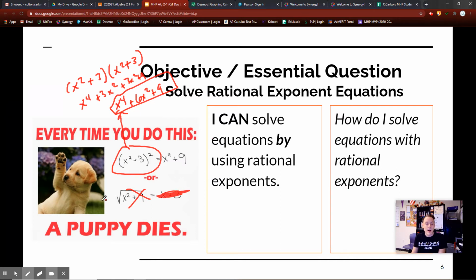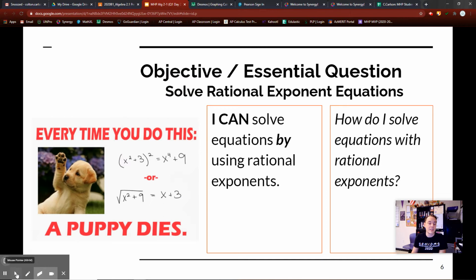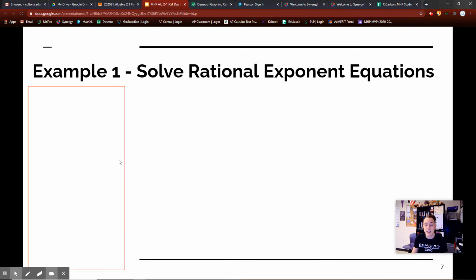Why do I bring this up? Because we're going to be doing a lot of similar problems like this in the next couple examples. And every single time you make a mathematical error like that, you're slicing off my pinky. Okay, you're killing my cat. You're killing a puppy, and that puppy looks pretty cute actually. So don't do that. Okay, do not do that. Be careful of your math.